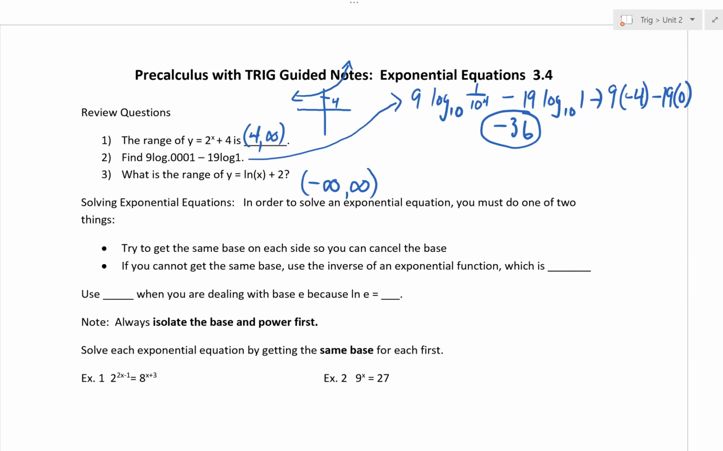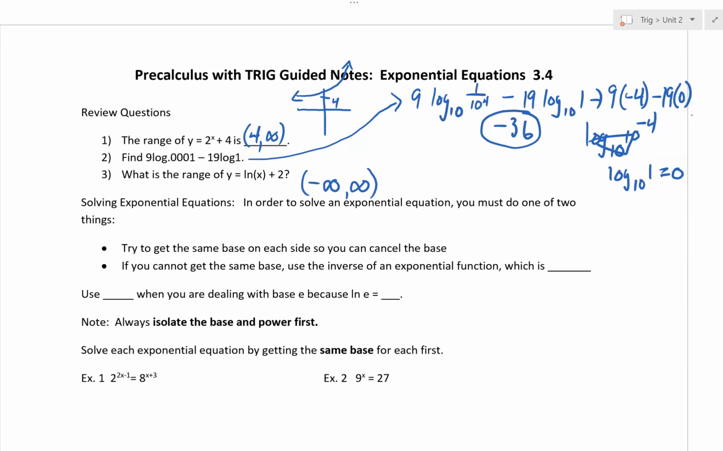For the second one, 19 log of 0.0001 minus 19 log of 1. That really means 9 log base 10 of 1 over 10 to the 4th minus 19 log base 10 of 1. And then doing each one of those pieces, the first one says log base 10 of 10 to the negative 4. Those just cancel each other out and you get a negative 4. And then the second one, you have a log base 10 of 1. Well, that's going to be 0. So you end up with the other part of this, so your answer is negative 36.